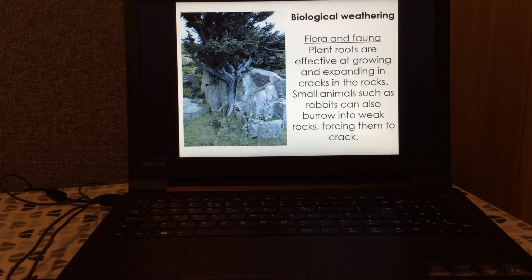The rock gets forced apart, cracks get widened by the power of trees and their roots, and other plants as well. And also animals can do this. So things like rabbits can burrow into gaps in rocks. The pressure can force them to crack. So all of these processes together, chemical weathering, mechanical weathering, and biological weathering, can work together to sort of break the rock down and to weaken it.